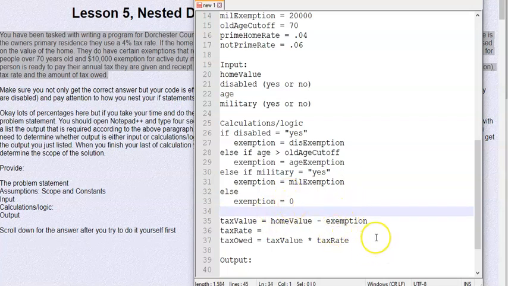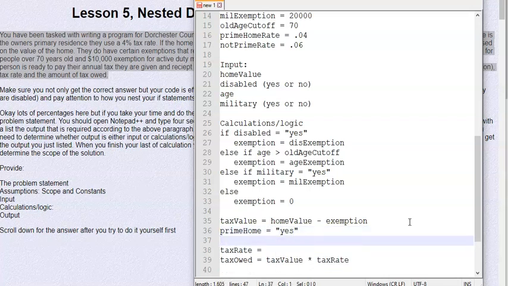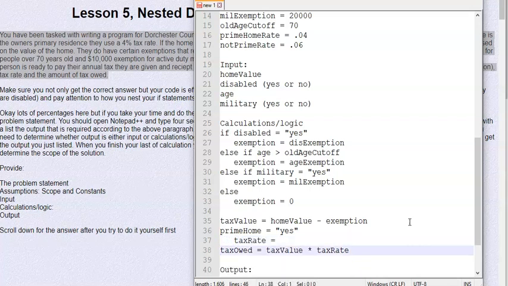So remember, we can do equal to 0 as a number because that is not going to change. And we have the home value. Now the home tax rate depends on another question. So let's go in here and ask that question. It depends on whether it's their primary home or not. So we'll do prime home equals yes. Then the tax rate is going to be equal to the prime home rate.